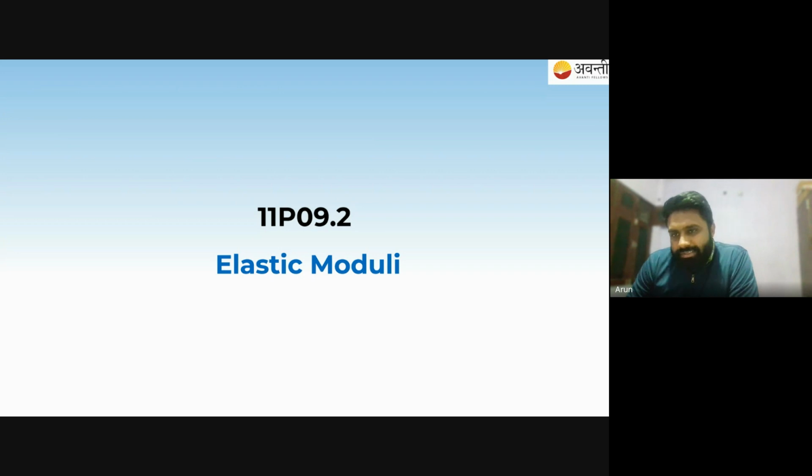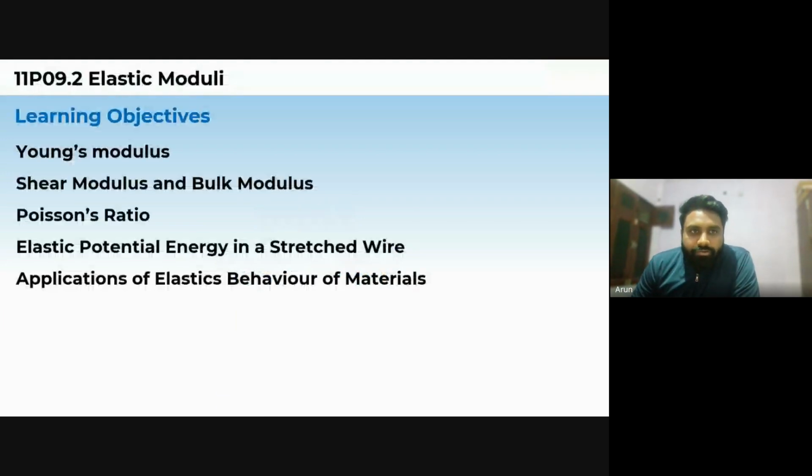So 3 types of stress: longitudinal stress, shear stress, and bulk stress, or you can say hydraulic stress. And based on that, 3 types of strain we have studied: longitudinal strain, shear strain, and bulk strain or volumetric strain. Okay. So now we are going to learn about Young's modulus, shear modulus and bulk modulus, Poisson's ratio, elastic potential energy in a stretched wire, and application of elastic behavior of materials. This, I think we are not going to see. Only these 4 topics we are going to cover. Okay. So we will start the lecture.